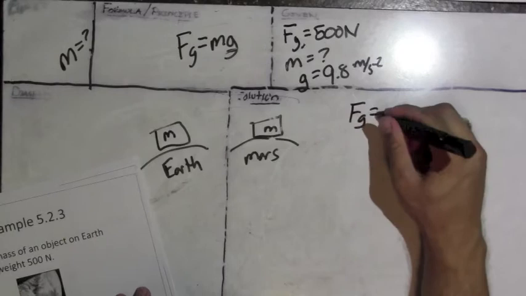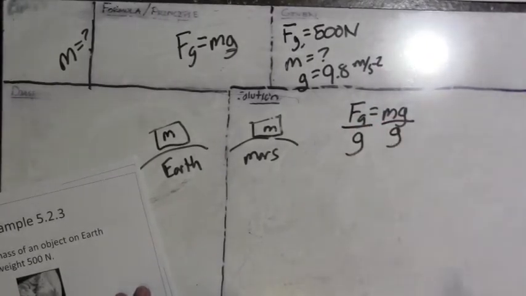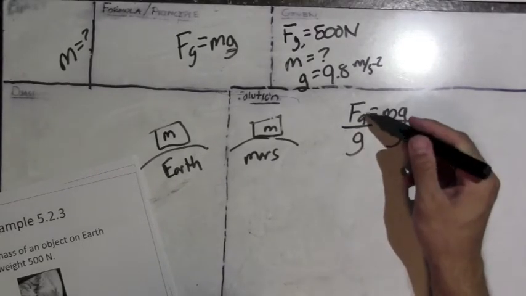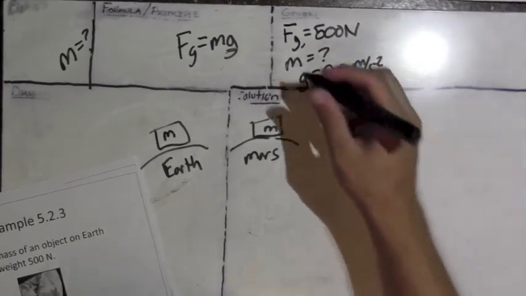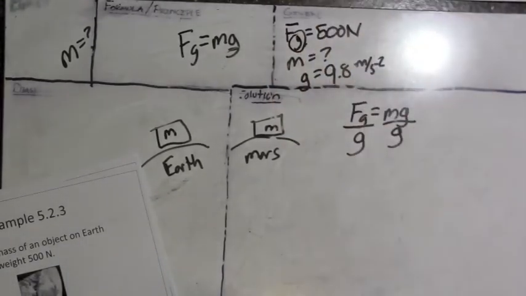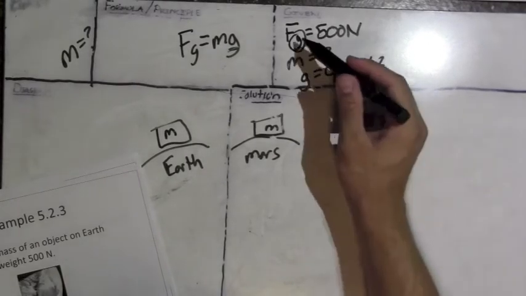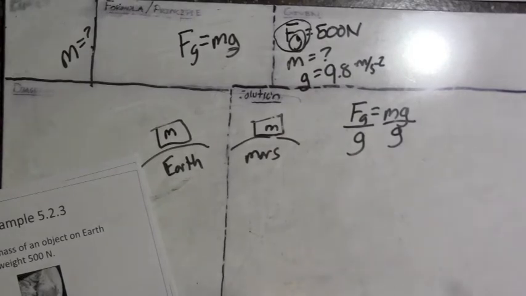I can say Fg equals mg, divide both sides by g. Now this is confusing for a lot of people because they'll say, oh look, Fg divided by g, the g cancels out and I'm left with F equals m. That's not the case. Remember, this right here is a subscript letter. It's just defining what the force value is. Okay, so it's just saying that it is the gravitational force, but this whole thing is one variable.